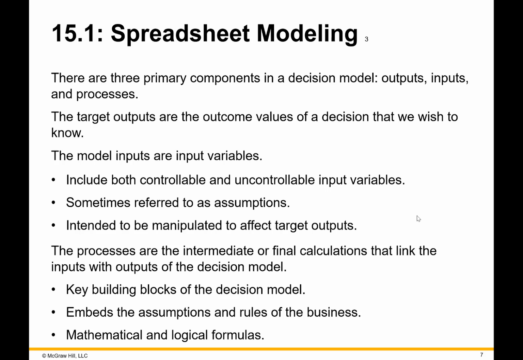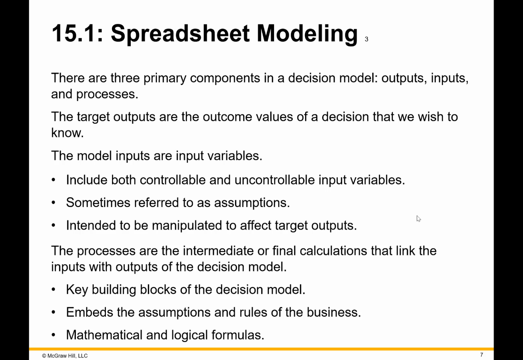Uncontrollable input variables are the inputs that can be neither controlled nor predicted accurately. For example, the total units sold cannot be controlled or predicted accurately as it depends on the market demand for the product, the price tolerance of the buyers, and other factors that cannot be identified. Therefore, it is an uncontrollable variable. In some cases, input variables are referred to as assumptions in a spreadsheet model because they are intended to be manipulated by the user to affect the target output.